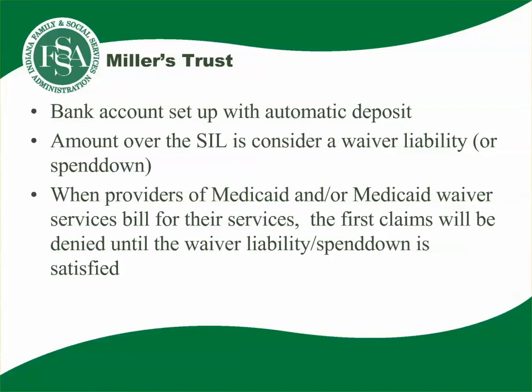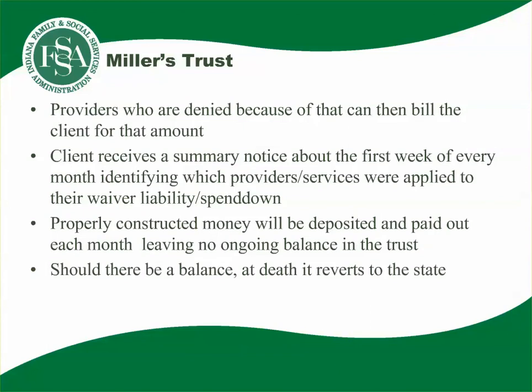So let's say they're $100 over the SIL, and then they'll put $100 into the trust every month. The first $100 that's billed by the providers will be denied. The provider will send the client a bill for $100. The client will pay that $100 out of their Miller's Trust. Now, clients do get a summary notice from Medicaid about the first week of every month that will tell them which providers billed first and therefore had some denials, and then they'll know to expect a bill, if they haven't got one already, from that provider.